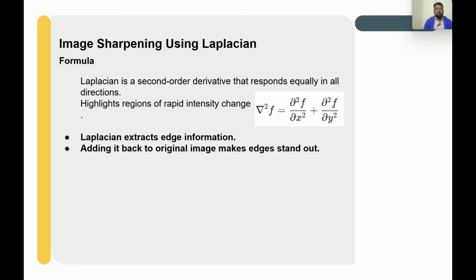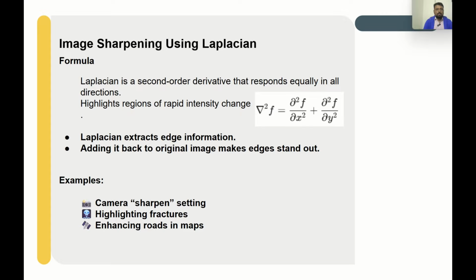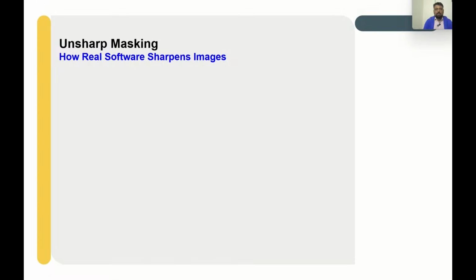Okay, so how do we do this? The Laplacian is a second derivative that responds equally in all directions, which you already saw. So you can see one more example. You can see the sharpened settings, highlighting features, and enhancing roads in maps. That is also a practical example. You can see that.